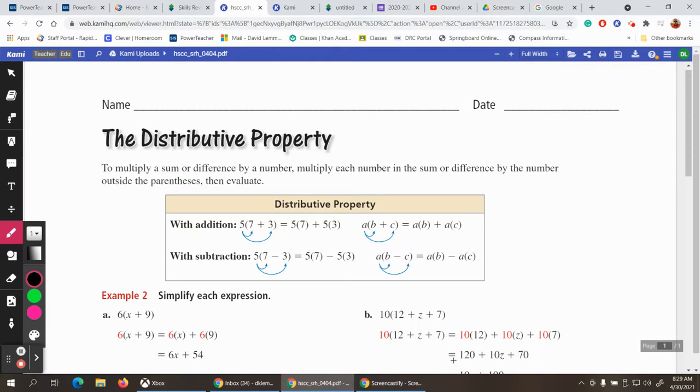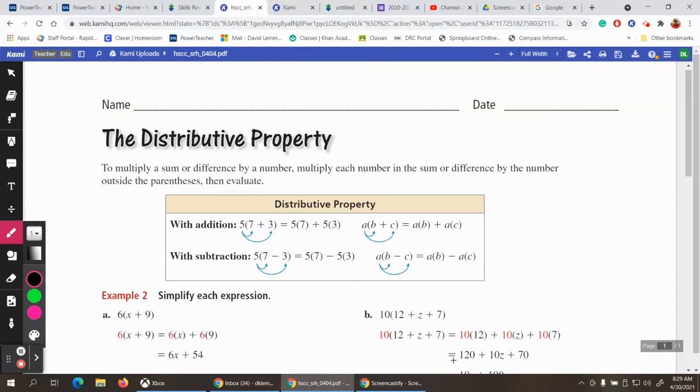All right, so here we go today with the distributive property. The distributive property is when you multiply the sum or difference by a number. That number is always going to be here on the outside of the parentheses. Multiply each number in the sum or the difference by the number outside of the parentheses.